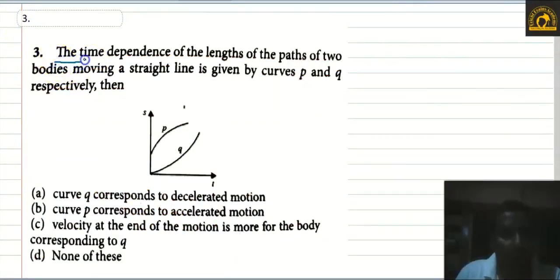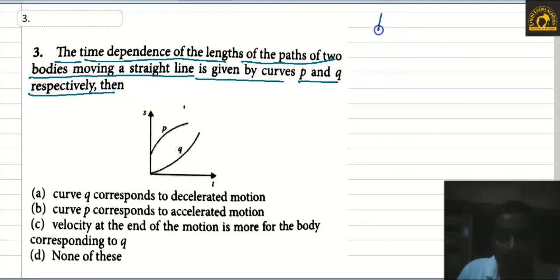The time dependence of the lengths of the path of two bodies moving in a straight line is given by the P and Q curves respectively. So these are the two curves given.